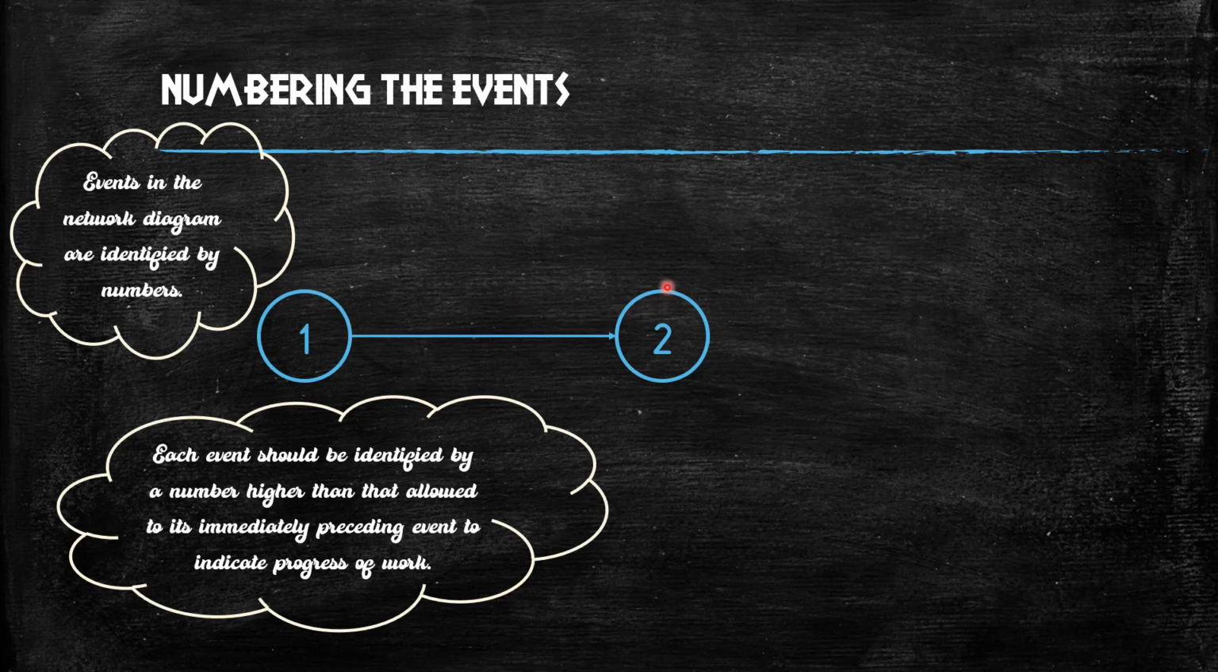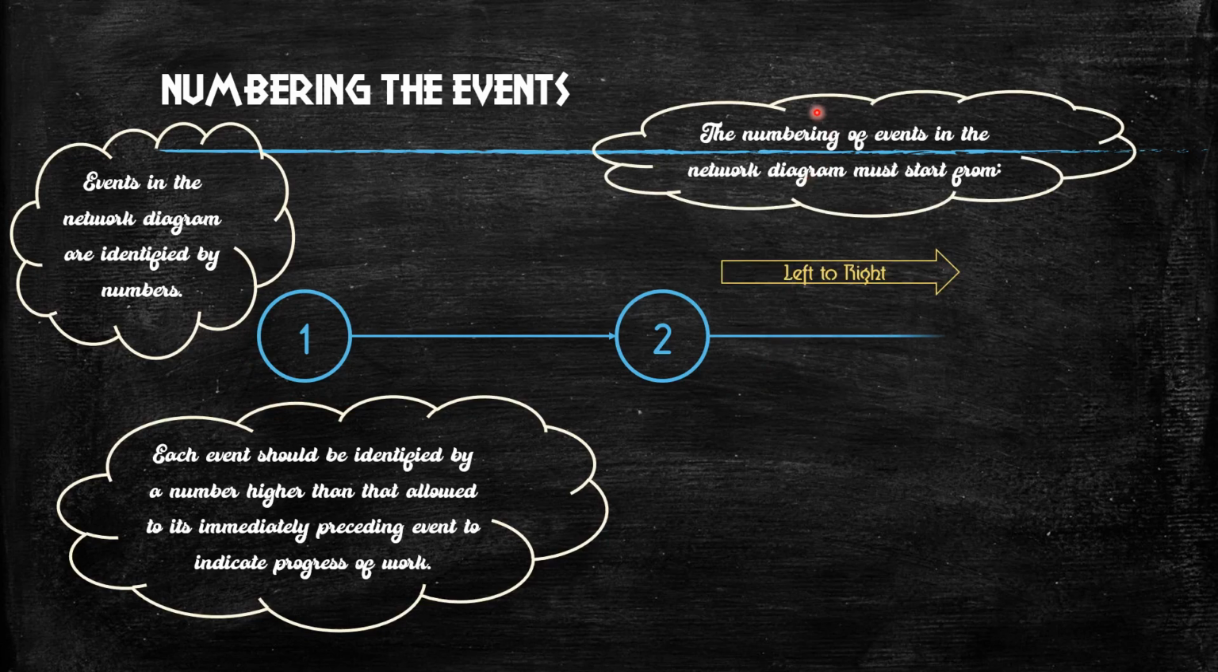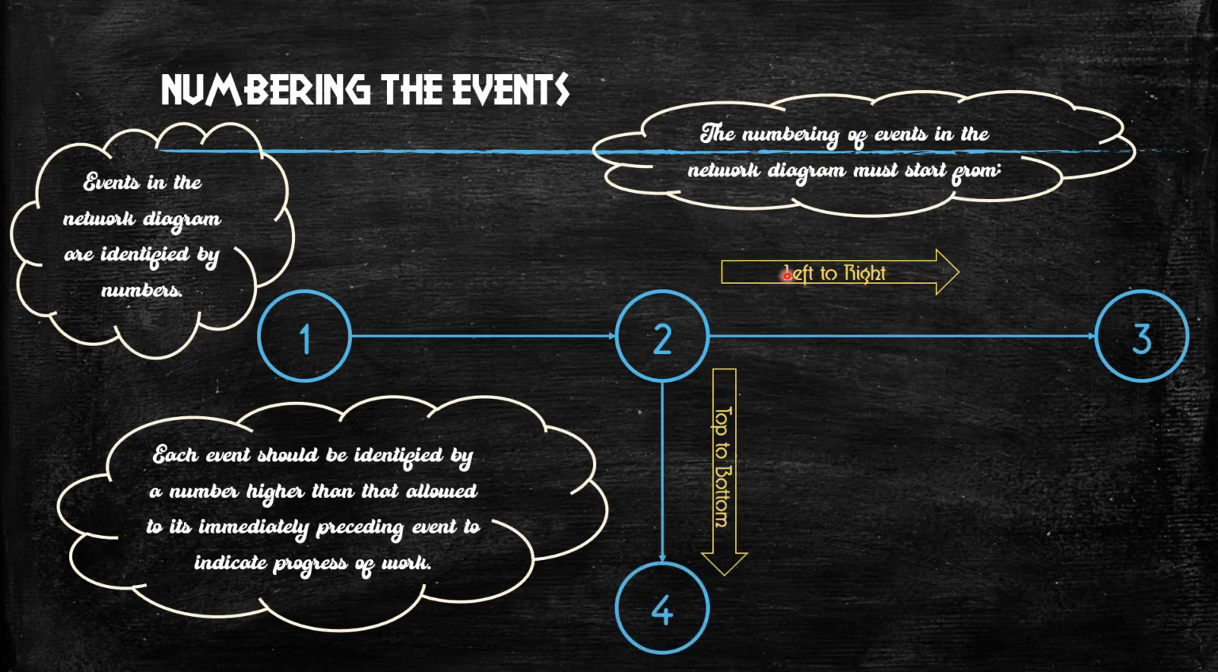So always an event which comes at the end of the activity should have a higher number than that of the event which is at the beginning of the activity. That is a must you have to know. The numbering of events in the network diagram must start from either left to right or top to bottom. So you should always start numbering events from left to right or top to bottom.